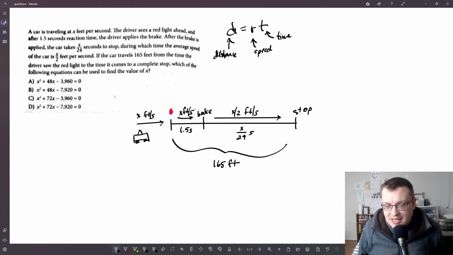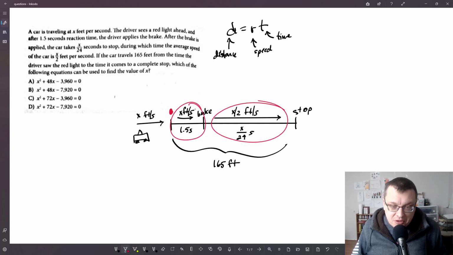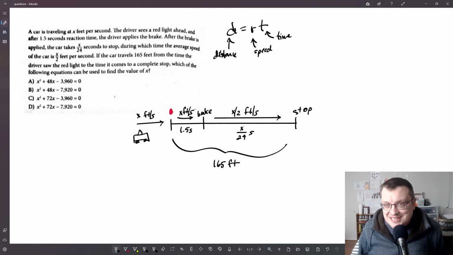Because they see the red light, but then before they hit the brake, there's this delay. So they haven't lost any speed yet. It's only when they hit the brake they're going to start to lose the speed. So what we can do is look at each leg of this trip, if you want to call it that, and determine what was the distance traveled for each of these legs using our equation. So D is equal to RT.